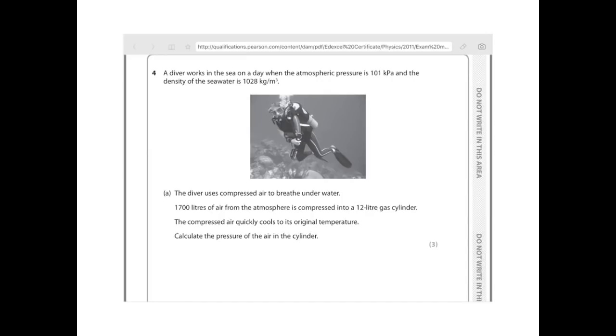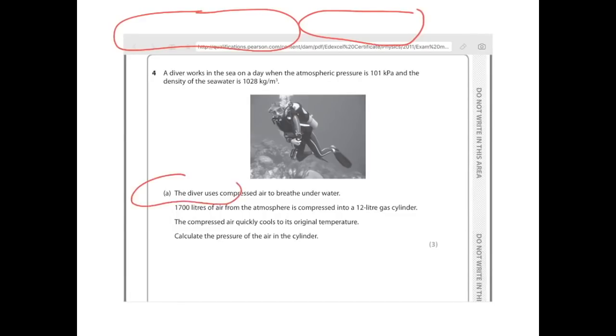The only reason these questions are hard is because you need to actually pull out the information in the question, but once you've done that, it's straightforward enough. So what numbers have we been given? Well, we've been given atmospheric pressure of 101 kPa, density, which is here, but I don't think we need to use that quite yet. We've been told that 1,700 litres of air is compressed into a 12-litre gas cylinder. So we can see straight away we've got 2 volumes, a pressure, and another pressure. So which equation contains 2 lots of volumes and 2 lots of pressures?